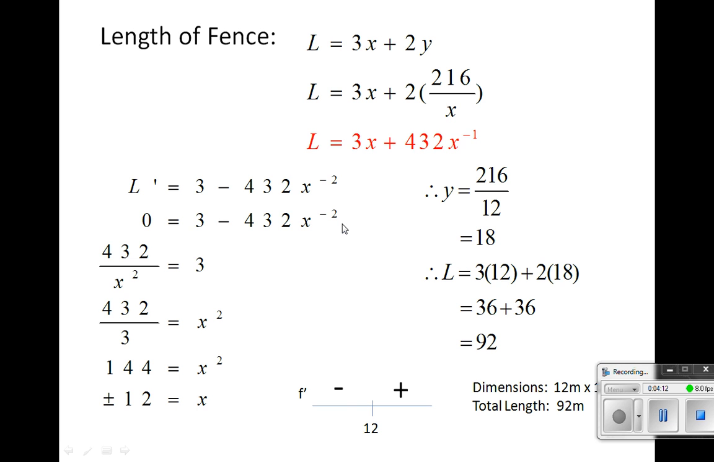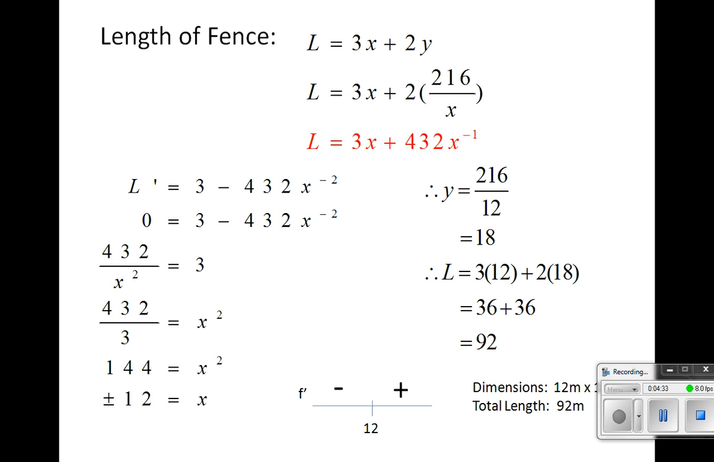You also want to be thinking, is there anywhere that the derivative does not exist? Well, this x is actually in the denominator. So if x is 0, I'm dividing by 0, that would be undefined. So again, x being 0 is also to be considered, but of course x is the length of our fence, and we don't want that to be 0.